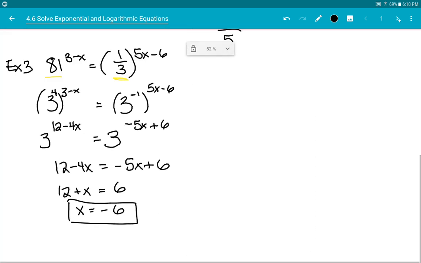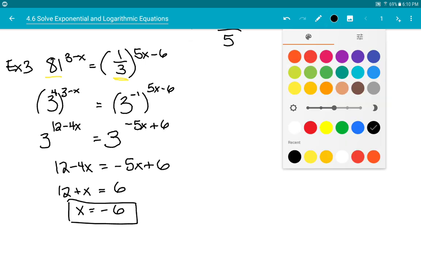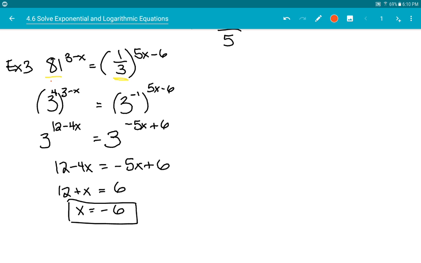Okay, so again, in the beginning of the problem, our goal was trying to get the same base. Once we got that same base, right, we're trying to get these bases to be the same. Once they are the same, we can go ahead and equate these two powers, and then it's just straightforward from there, okay? So that's one method of solving exponential equations.